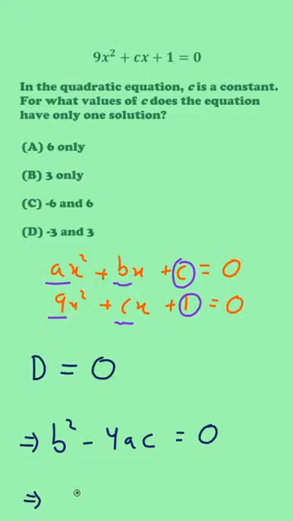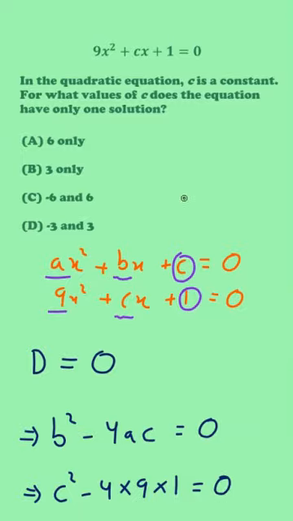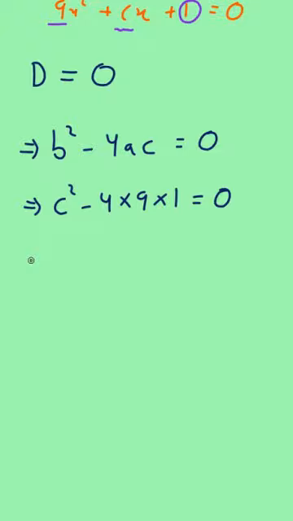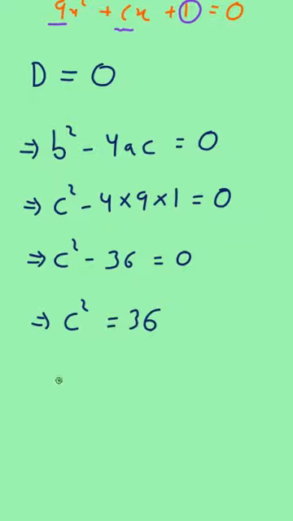For b squared, we're going to end up with c squared. Then we have minus 4 times a, which is 9, times c, which is 1. So this is equal to 0. We end up with c squared minus 4 times 9 times 1, that's 36, equal to 0. So c squared is equal to 36.